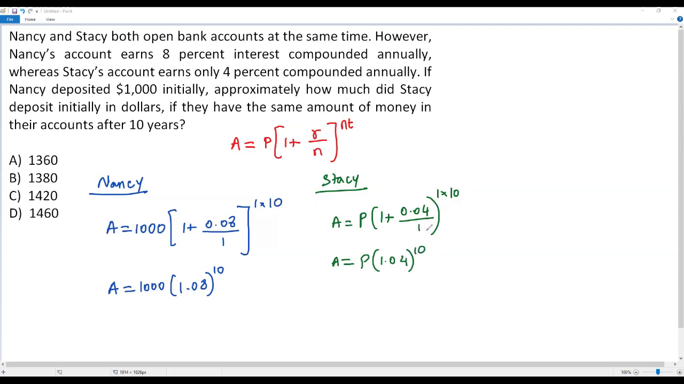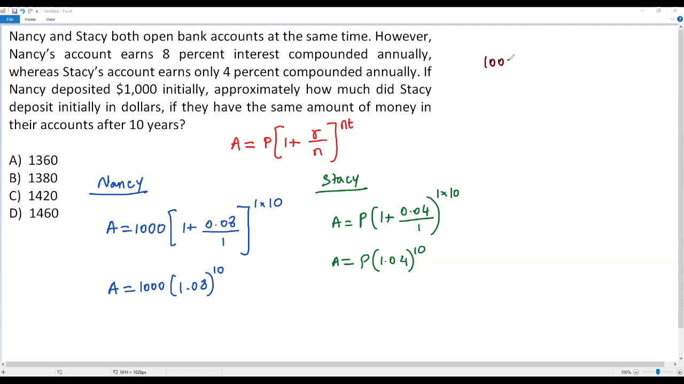Okay, now let's consider an important piece of information. They have the same amount of money in their accounts after 10 years. So whatever value we have in Nancy's account after 10 years, the same amount we have in Stacy's account after 10 years. We already know this is the value of Nancy's deposit after 10 years, and this is the value of Stacy's account after 10 years. So these two must be equal according to the given information. We can equate them and solve for P.